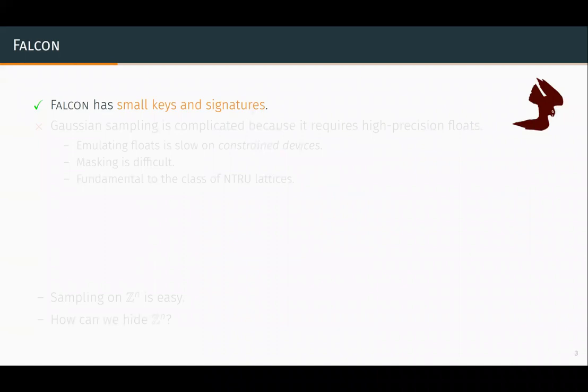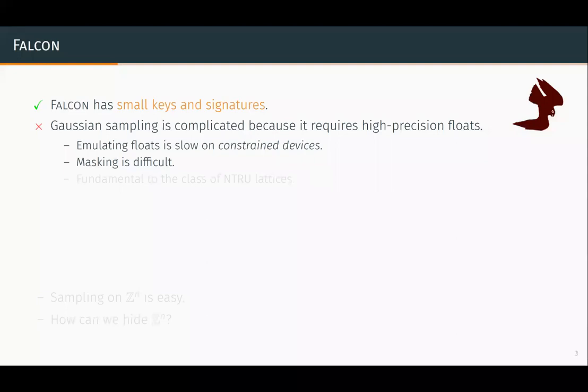However, this sampling step in signing is a bit complicated, because it requires high precision floats for the discrete Gaussian step they use. If you want to emulate these floats on constrained devices that don't have floating point support, this emulation step is quite slow, and that gives a slowdown for Falcon on these devices. Also, if you want to mask this kind of thing, it becomes difficult. And this comes from the class of lattices they use, the NTRU lattices.